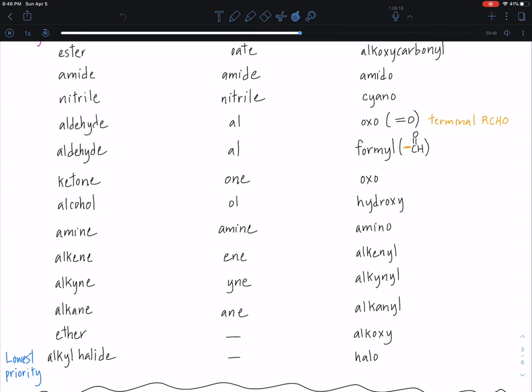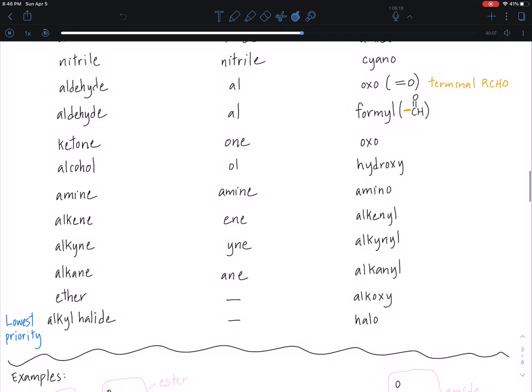And again, the alk part of it is going to depend on how many carbons you have. And then, last but not least, we've got our ethers and our alkyl halides. There aren't any suffixes for these. The alkoxy group can be used to designate the ether group as a substituent, and halo is going to be the prefix that we use to designate an alkyl halide as a substituent.